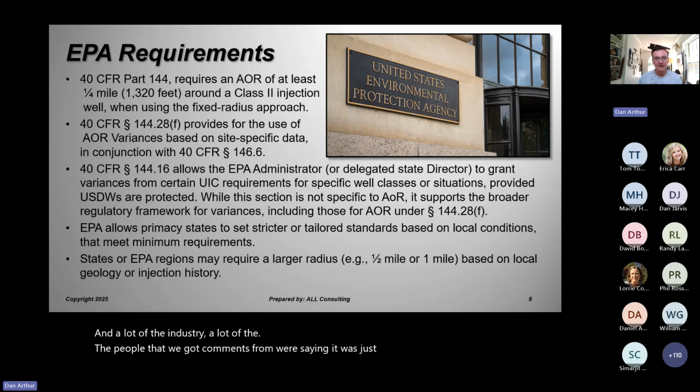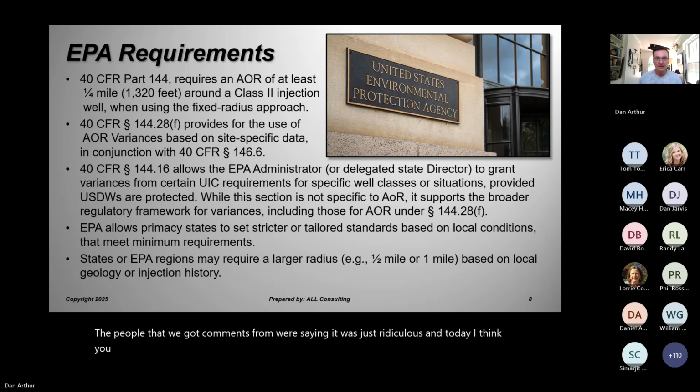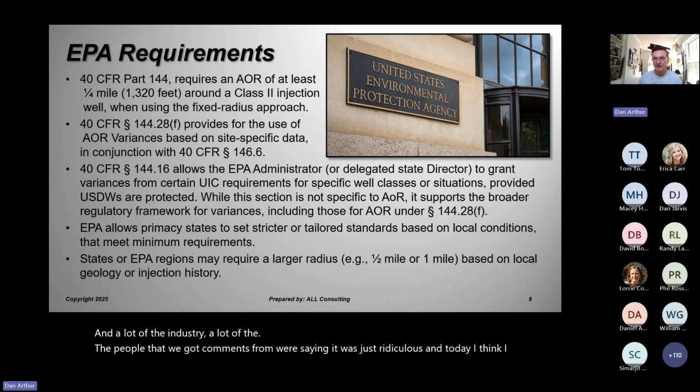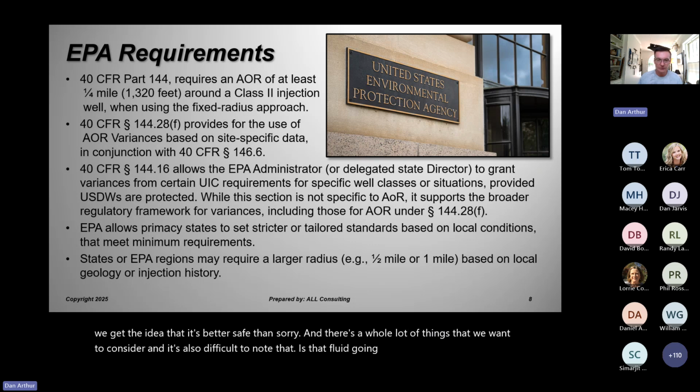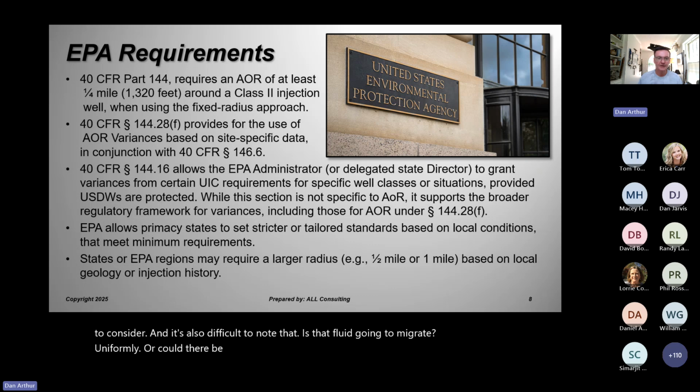And today, I think we get the idea that it's better safe than sorry, and there's a whole lot of things that we want to consider. And it's also difficult to note whether that fluid is going to migrate uniformly, or could there be preferential flow paths, or whatever?